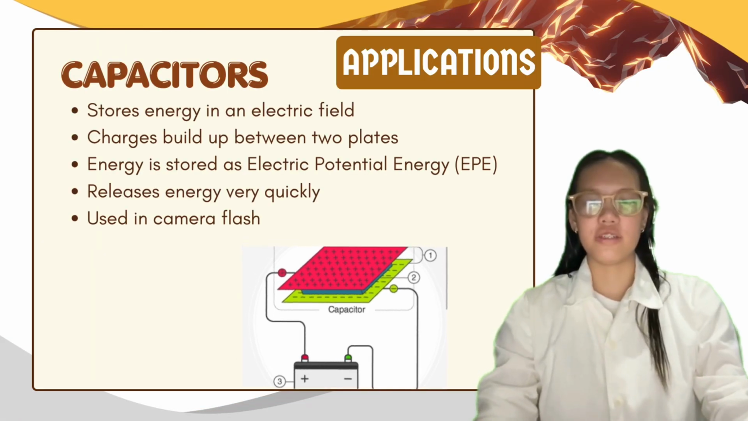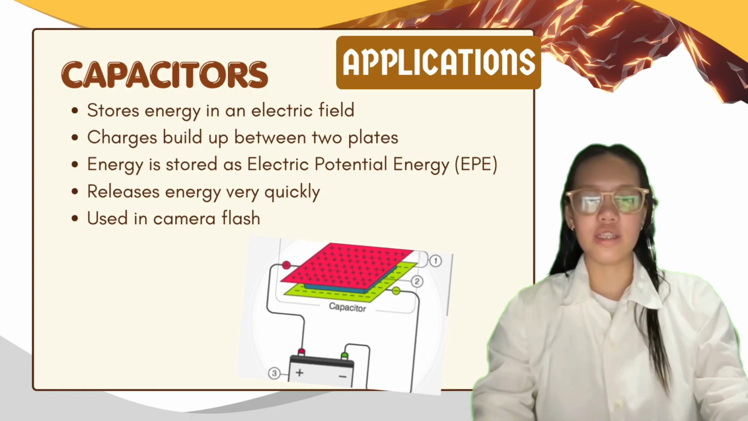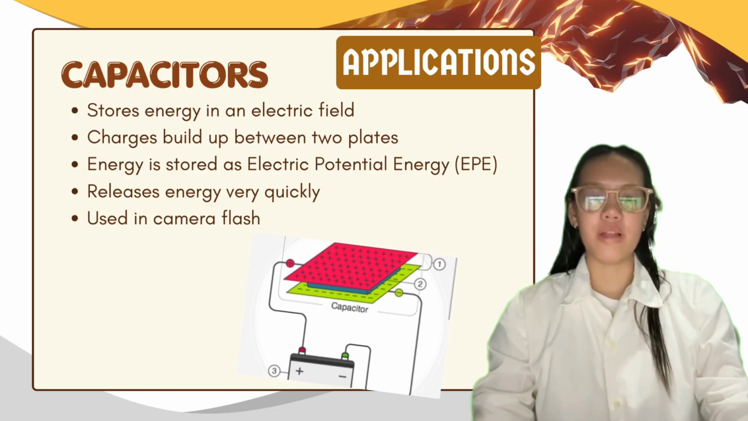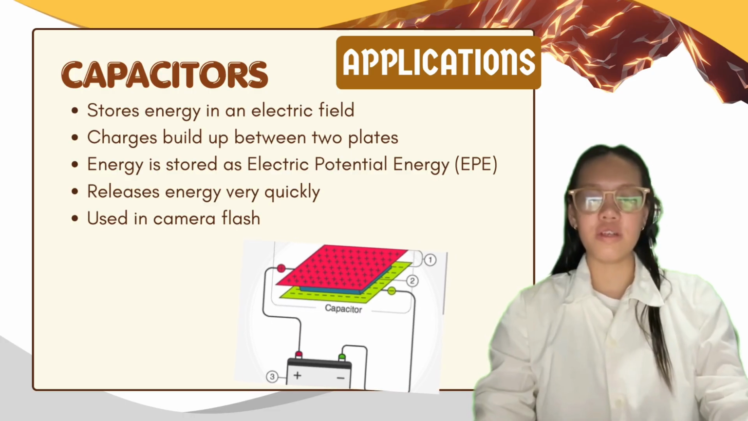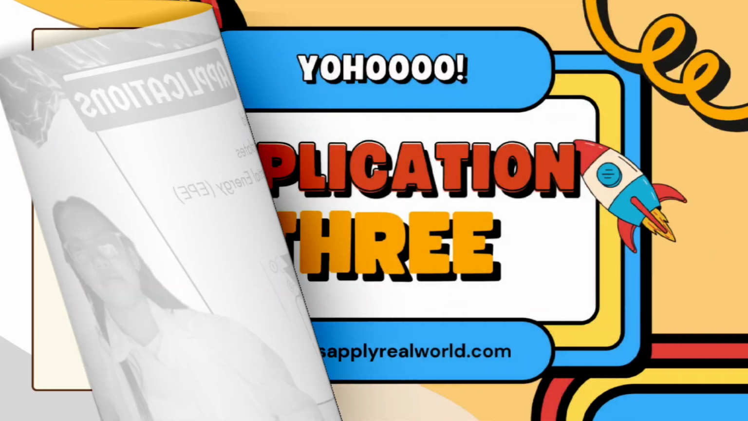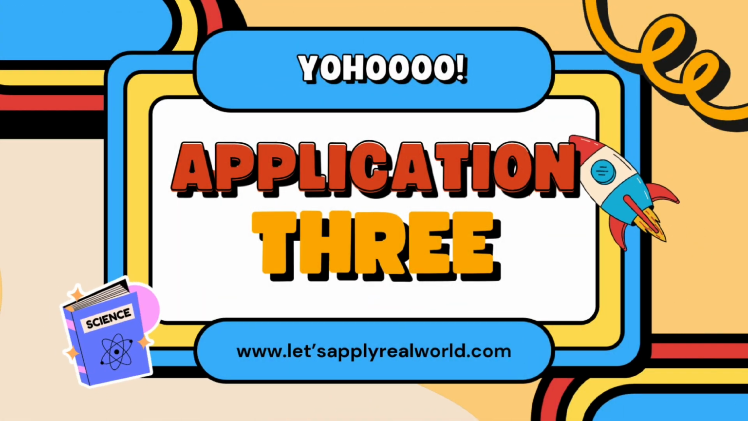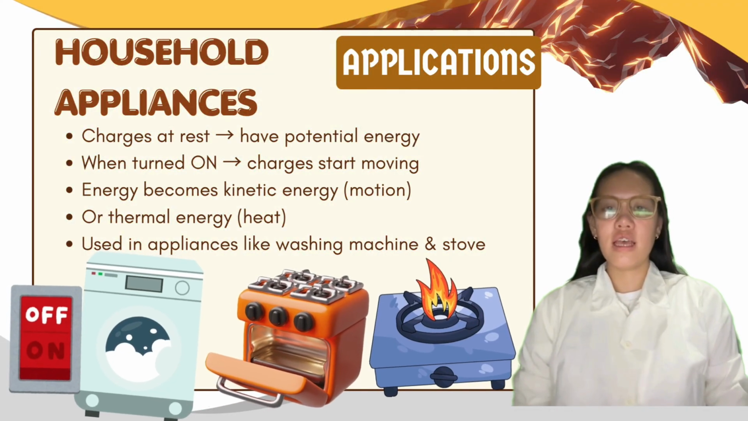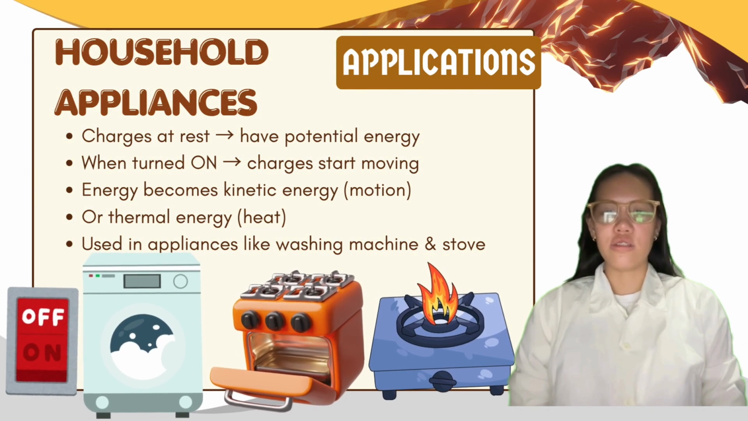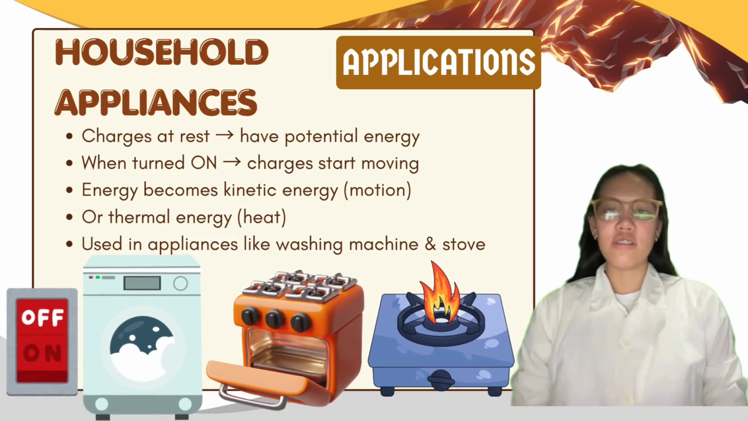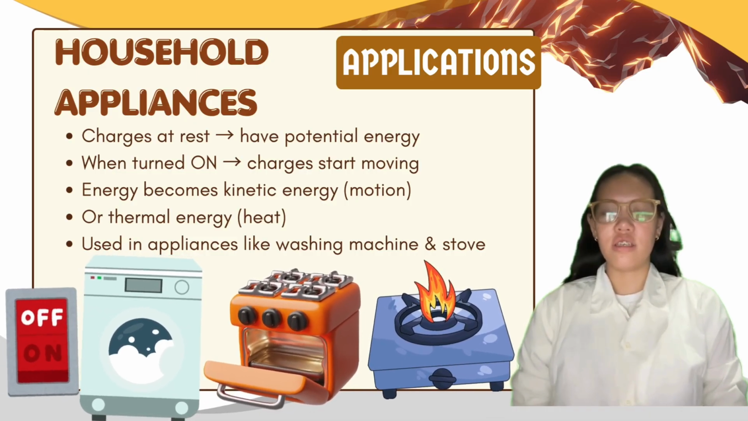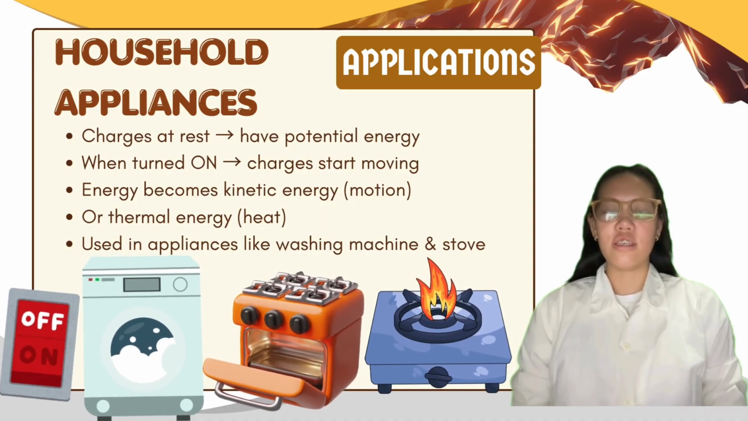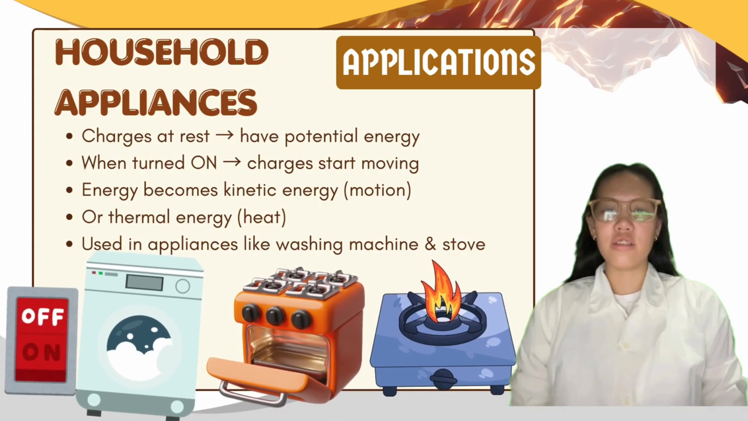Number 2. Capacitors. These are components in electronics that store EPE directly in an electric field. They are used in camera flashes to release a huge burst of energy instantly. Number 3. Household appliances. Think of a washing machine or an electric stove. When they are off, the stationary charges have potential energy. Once turned on, that energy is converted into kinetic energy to spin the drum or thermal energy to cook your food.